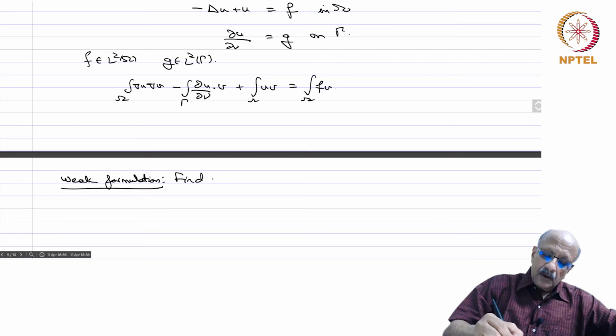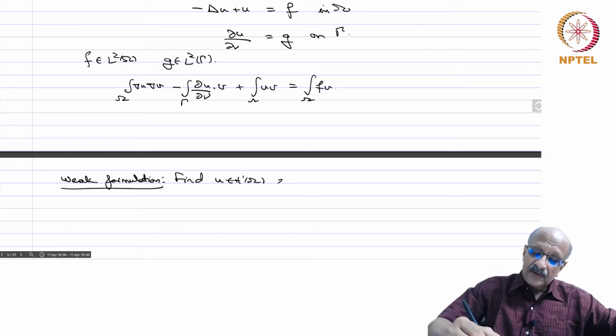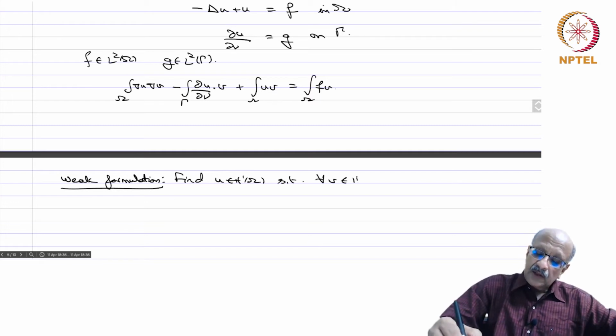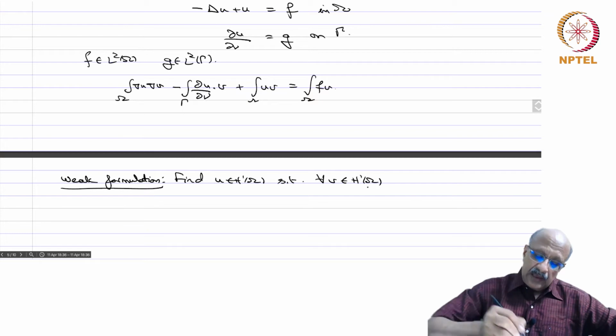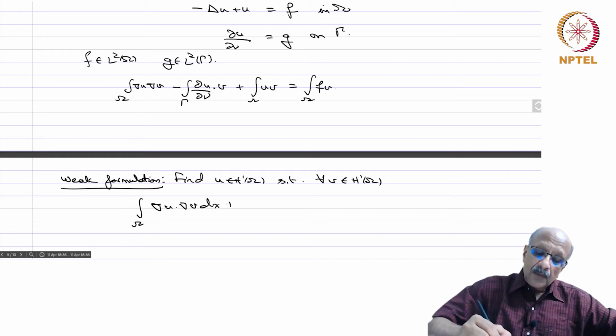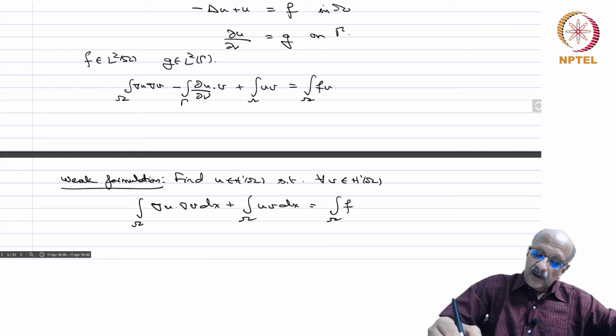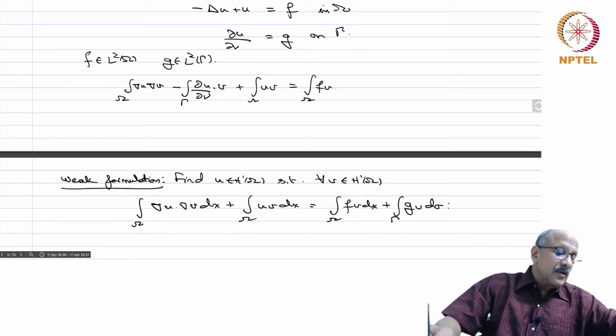Find u in H1 of omega such that for every v in H1 of omega we have integral on omega of grad u dot grad v dx plus integral on omega of uv dx is equal to integral on omega of fv dx plus integral on gamma of gv d sigma.